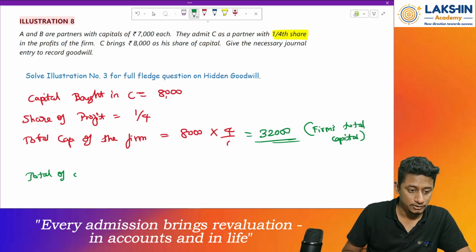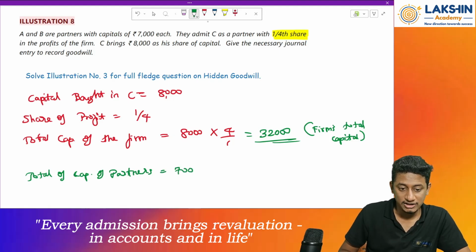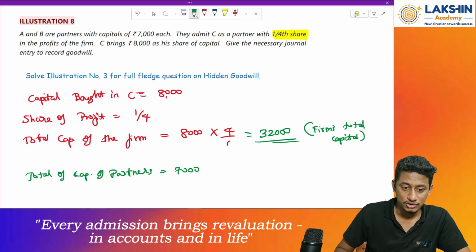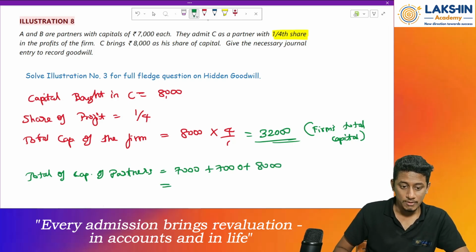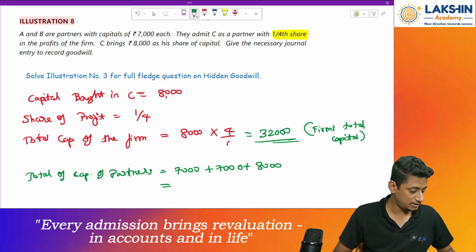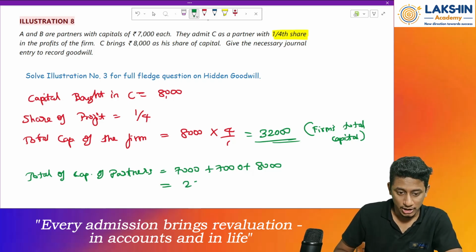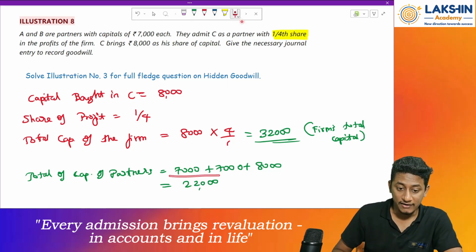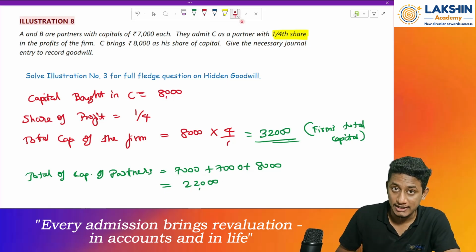Total capital of partners. As per the question, both A and B have 7,000 rupees each, right? So 7,000 plus 7,000 plus this partner's capital, rupees 8,000. How much will that be? 7,000 into 2 plus 8,000 will be rupees 22,000. So the total capital after adding the partners' capital is 22,000.